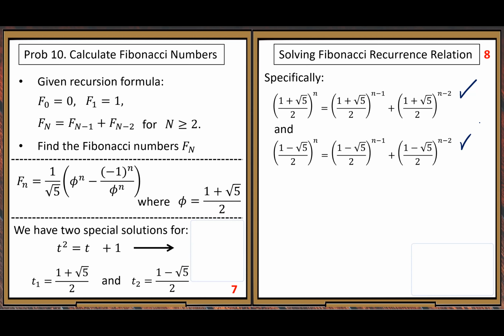But this time we need to factor in the initial condition. The question is, how do we do it? With two special solutions, how do you make a new solution from two non-special solutions? That's our current question. To answer that question, we need to use some special technique in math.